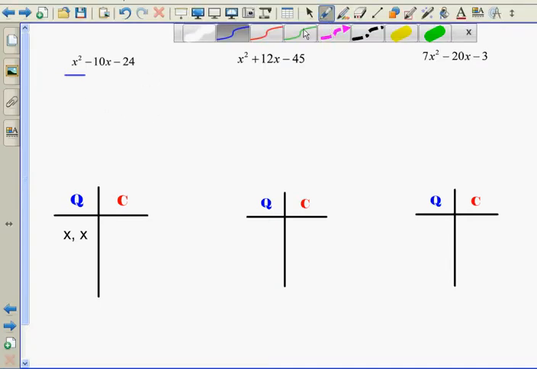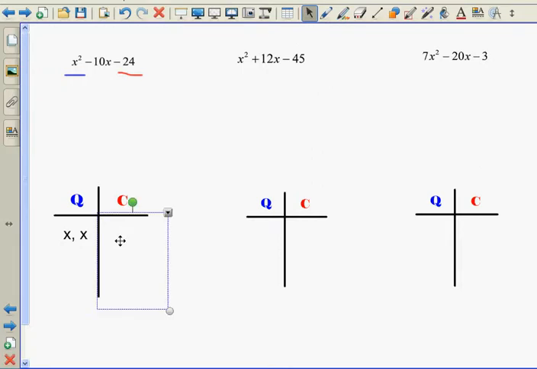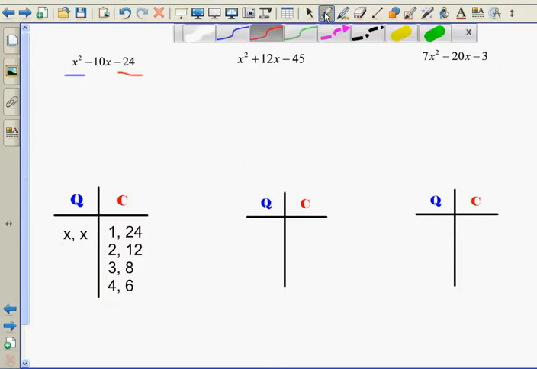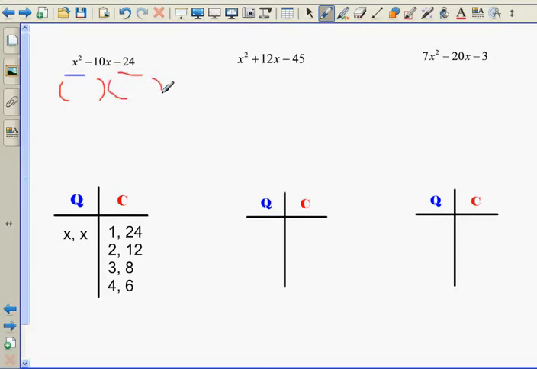Now, the 24 has a few more possibilities. There are lots of things that can multiply to 24. I went ahead and listed them all out. 1 times 24, 2 times 12, 3 times 8, 4 times 6. Okay, so when we write our parentheses here in a bit, so far all we know is that we'll have x and x, because that'll cause the x squared, but we have to decide which of these guys do we want to go here and here in order to get the 24, but also to cause the negative 10. And that's the hard part. What's going to cause the negative 10 in there?